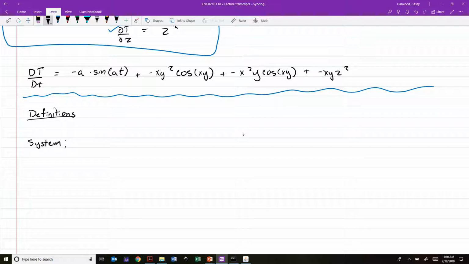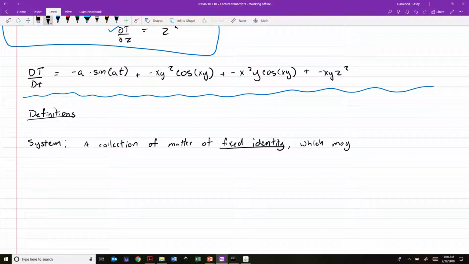A system is a collection of matter of fixed identity, which may move, deform, or otherwise change as it moves through a flow or as it interacts with a flow.